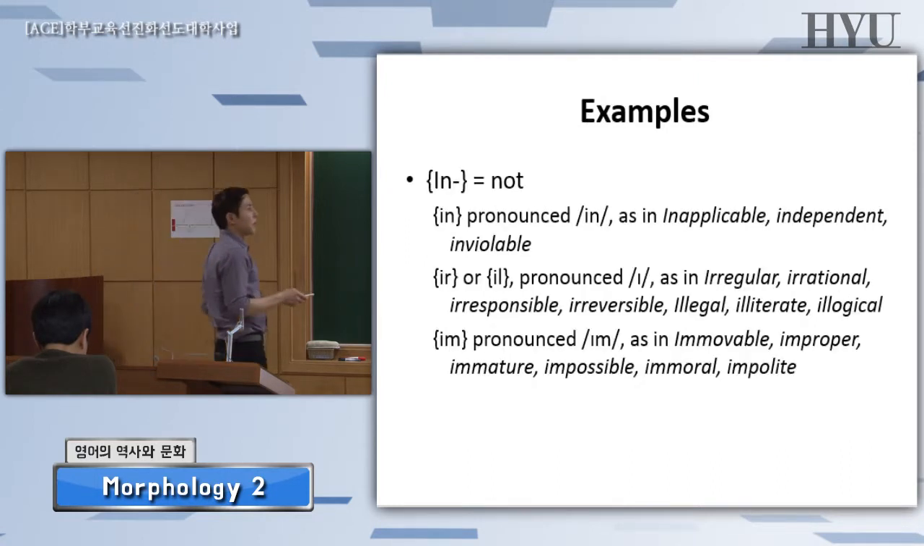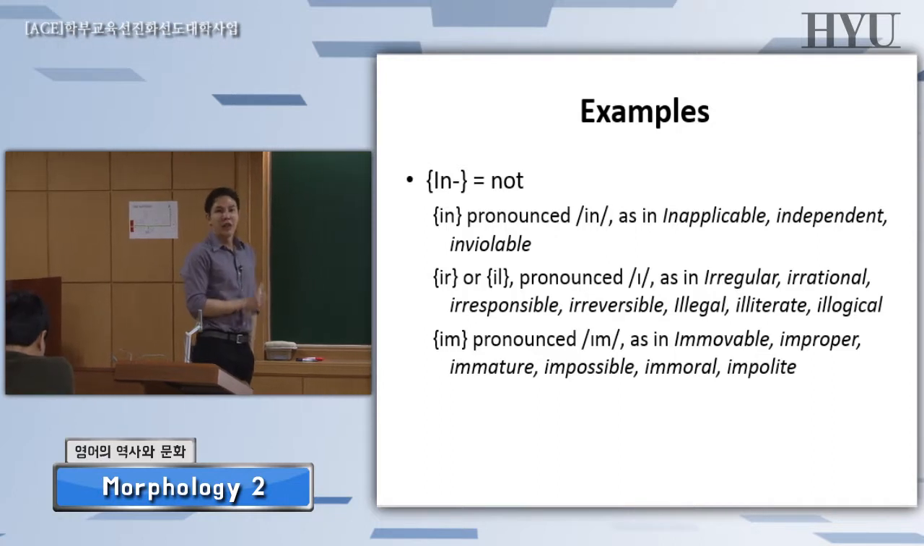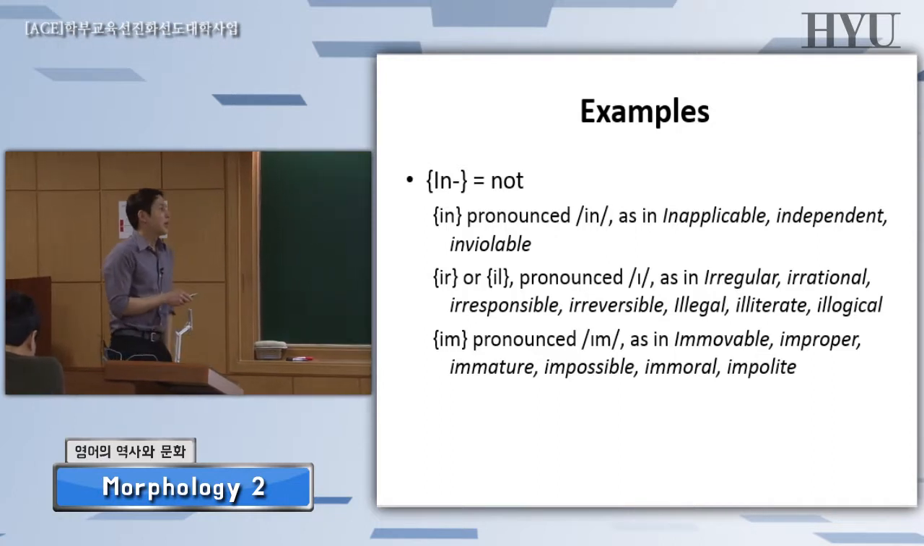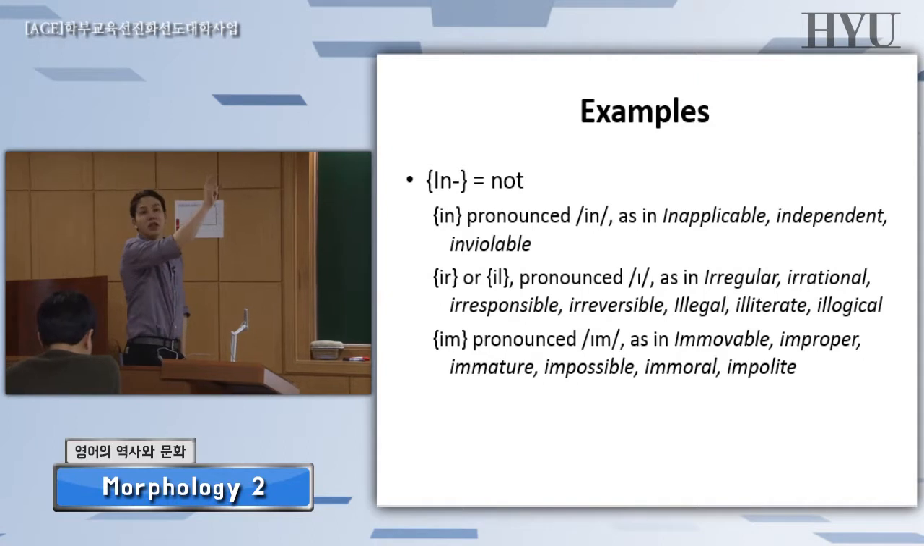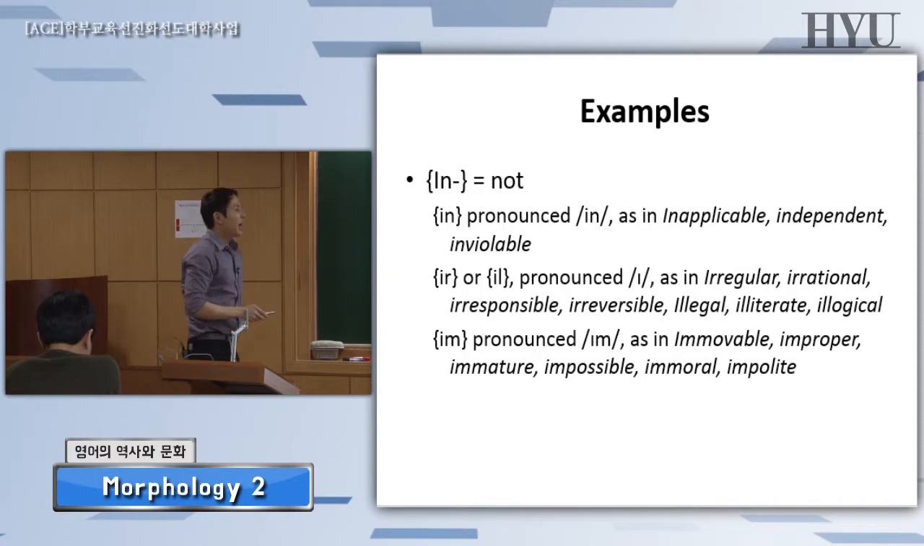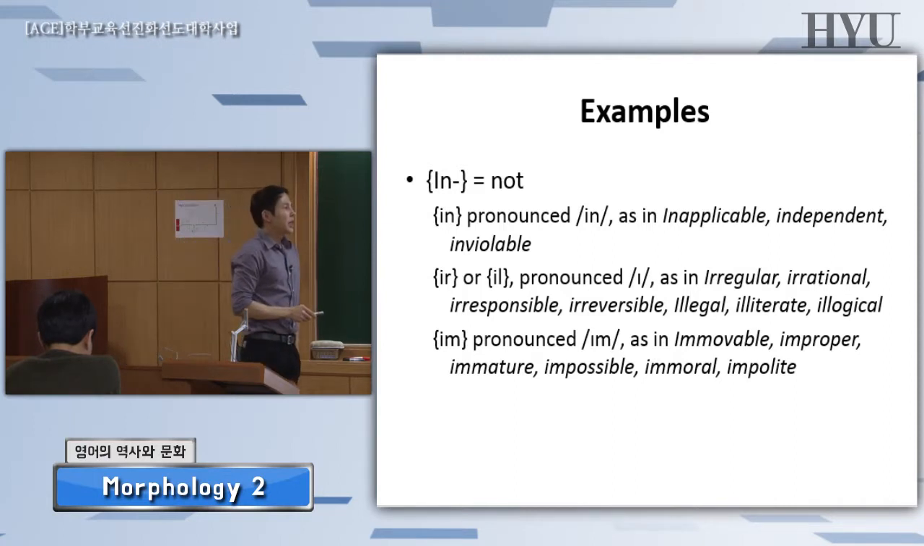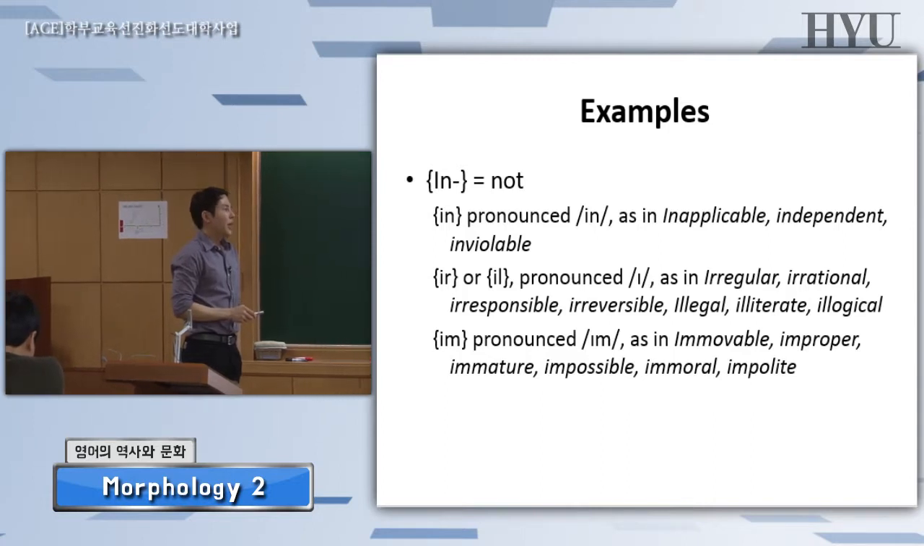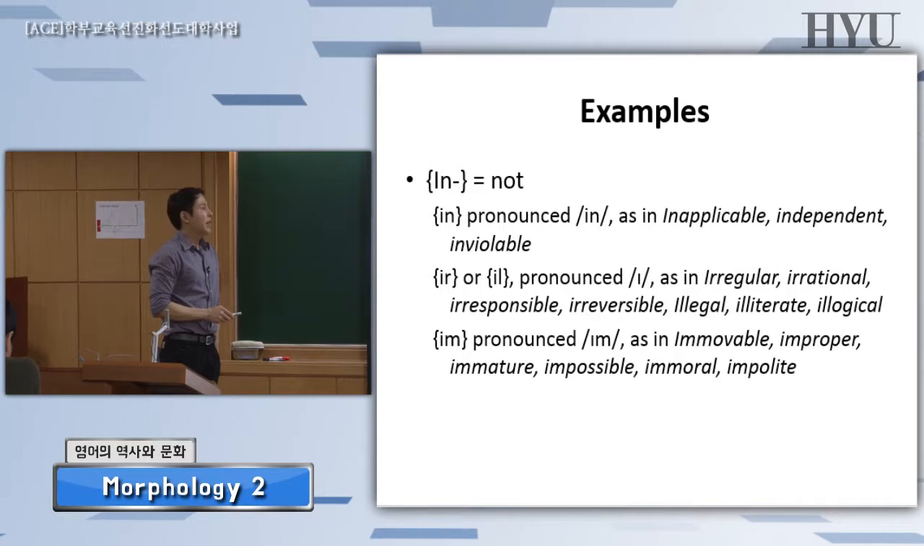So, for example, you know that the morpheme "in" means "not." The derivational prefix "in" is "not" in English. When you have these words, applicable, dependent, and violable, you have the morpheme "in" and it's pronounced "in." Inapplicable, independent, inviolable, like that.